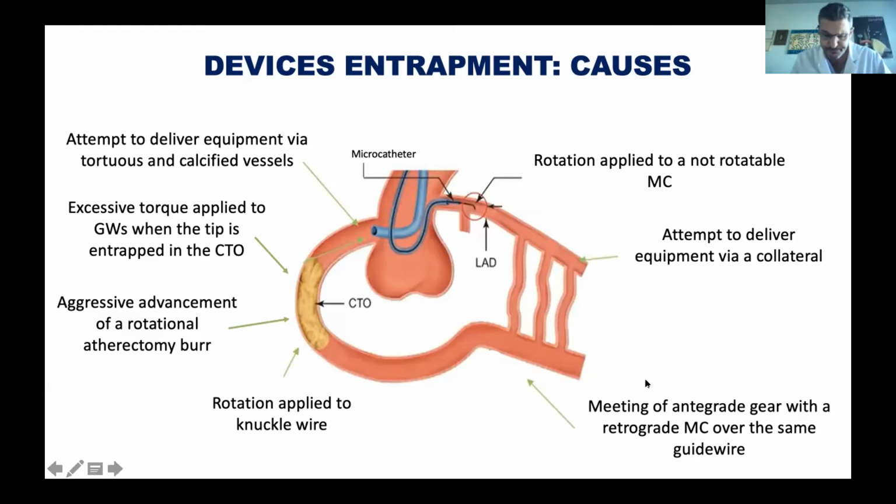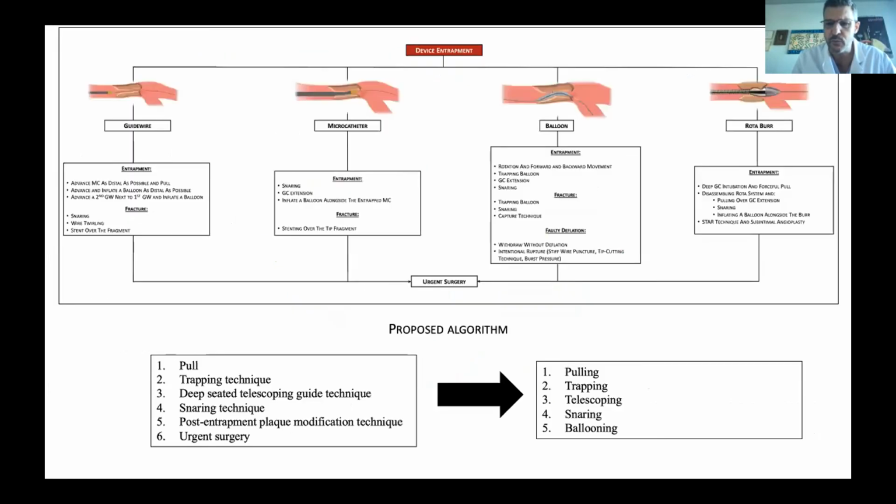And the last but not least, when the antegrade Gaia meets the retrograde microcatheter over the same guide wire. This is a dramatic complication. In our paper, we also try to propose an algorithm to solve this kind of complication, and we can summarize that the first strategy is to try to apply a gentle pull to the entrapped device.